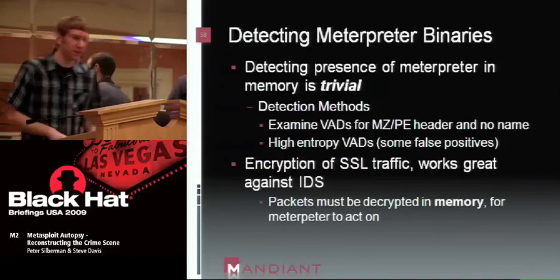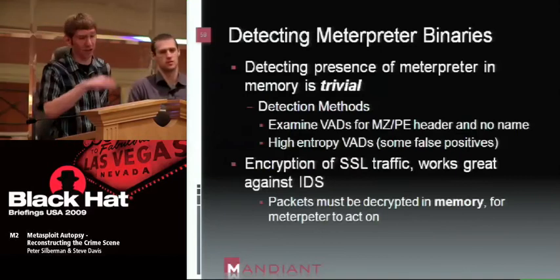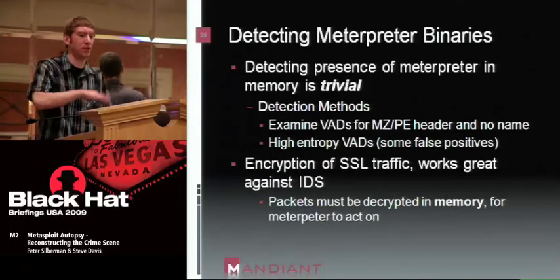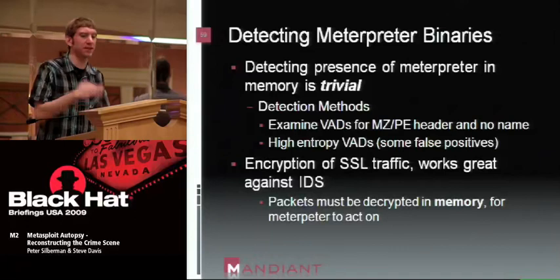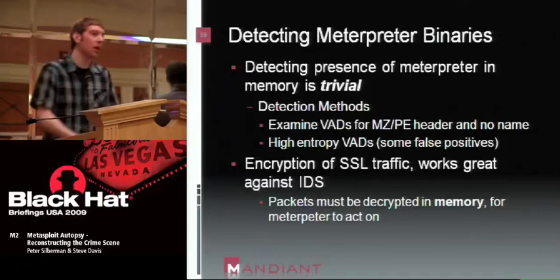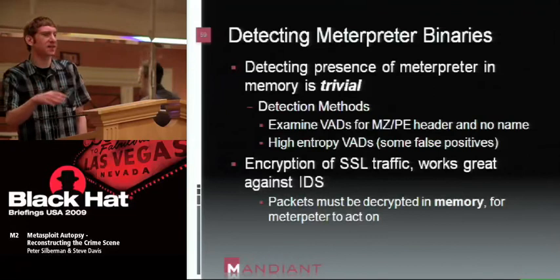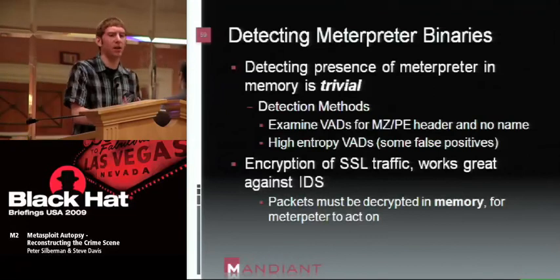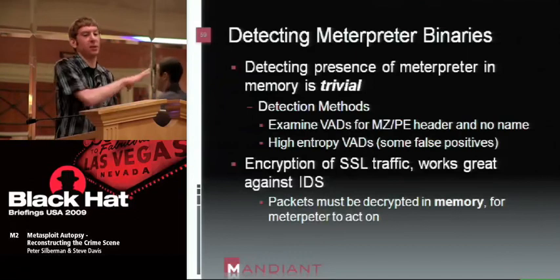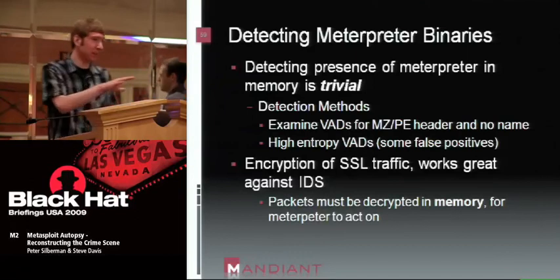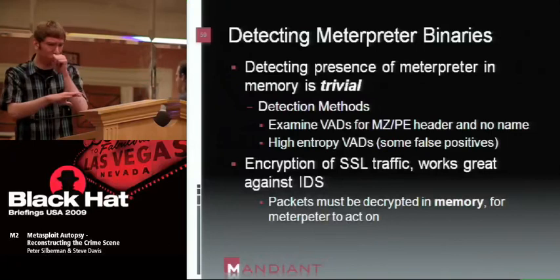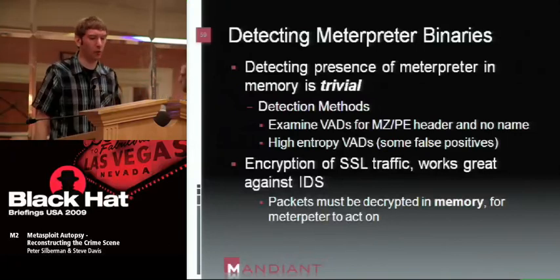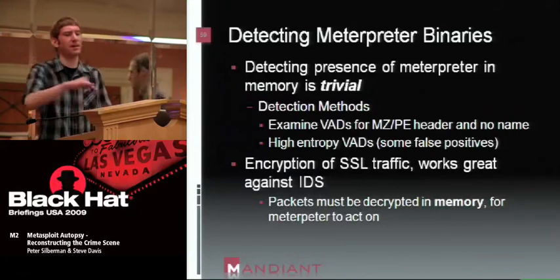All right, so detecting the presence of Meterpreter in memory is trivial. The current detection methods we're going to utilize: we can examine VADs for MZ or PE headers that have no name. All of the acquired memory is going to have a specific name, like kernel32.dll, user32.dll. If we see a VAD with no name, but then we see a PE header, something's been injected there, and we're going to use PE file to scrape that out, and you'll see later in our demo how that all works.